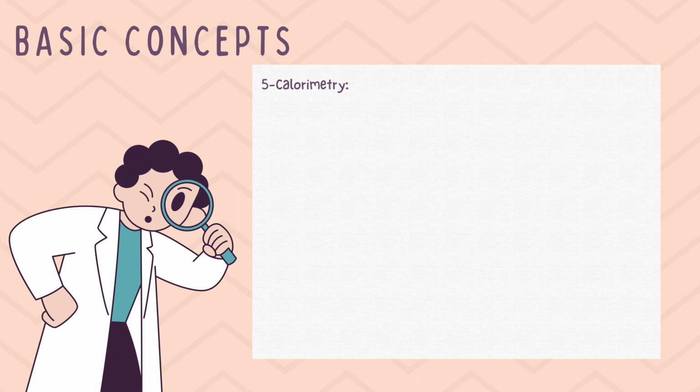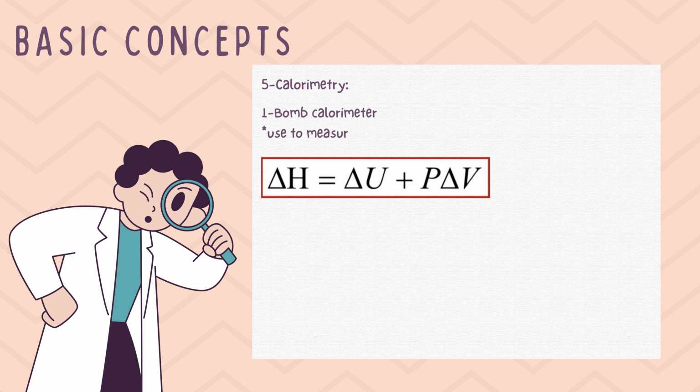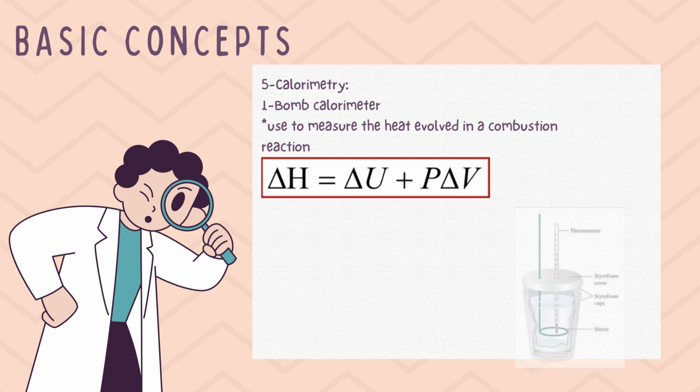5. Calorimetry. There are different types of calorimeters, and they are classified according to the purpose for which they are used. Among the most important types of calorimeters: the bomb calorimeter, used to measure the heat evolved in a combustion reaction.